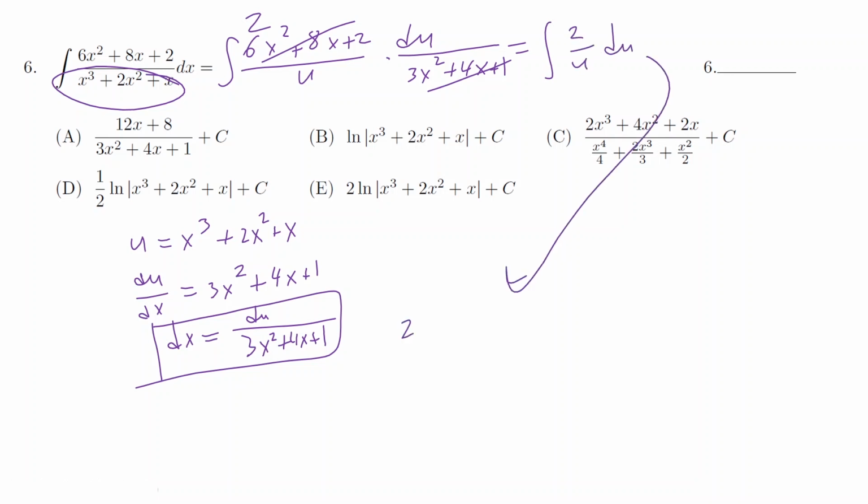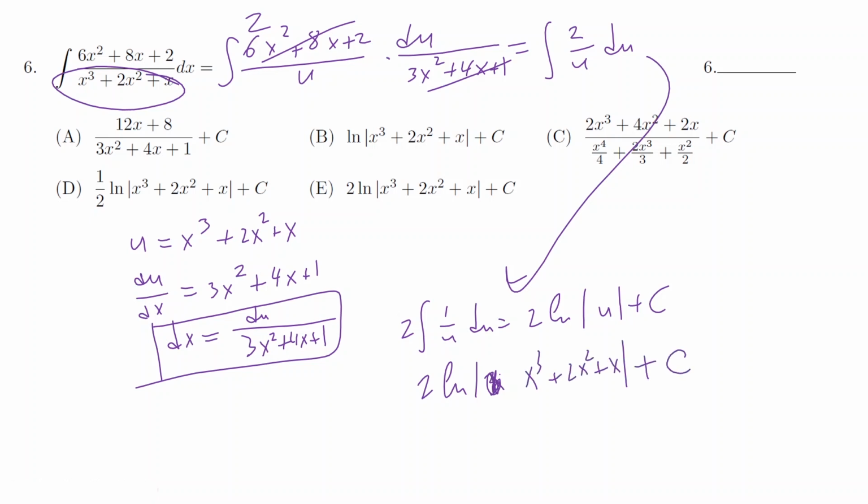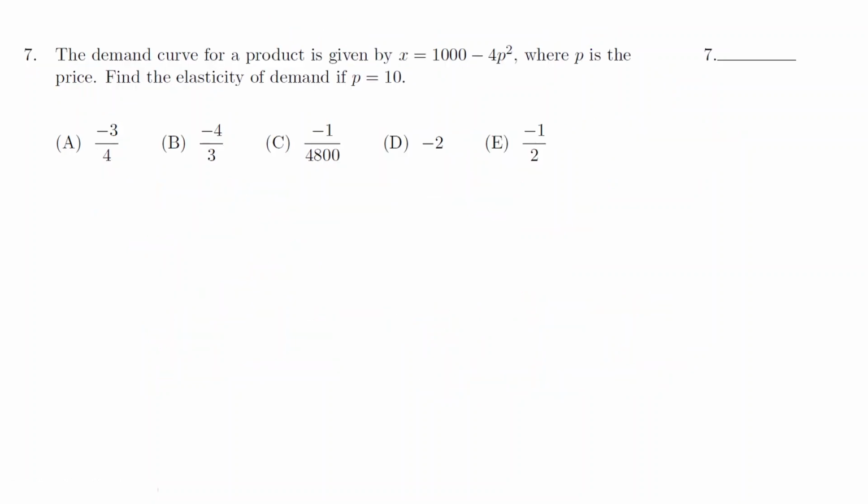So that's equal to 2 times the integral of 1 over u du, which is the same thing as 2 ln of the absolute value of u plus c. So 2 ln absolute value of, the u is x cubed plus 2x squared plus x, plus c. And the answer is E. Next problem. The demand curve for a product is given by X.